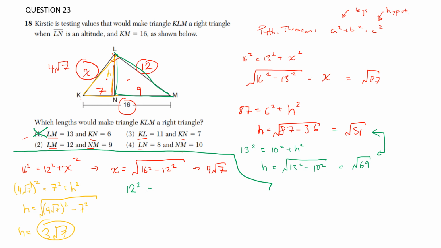12 squared equals 9 squared plus h squared. A little bit easier numbers to work with. So that's h is the square root of 12 squared minus 9 squared. Okay, we can put that in our calculator. So that's square root of 144 minus 81, and we get 3 square root of 7. Okay, so that works out.